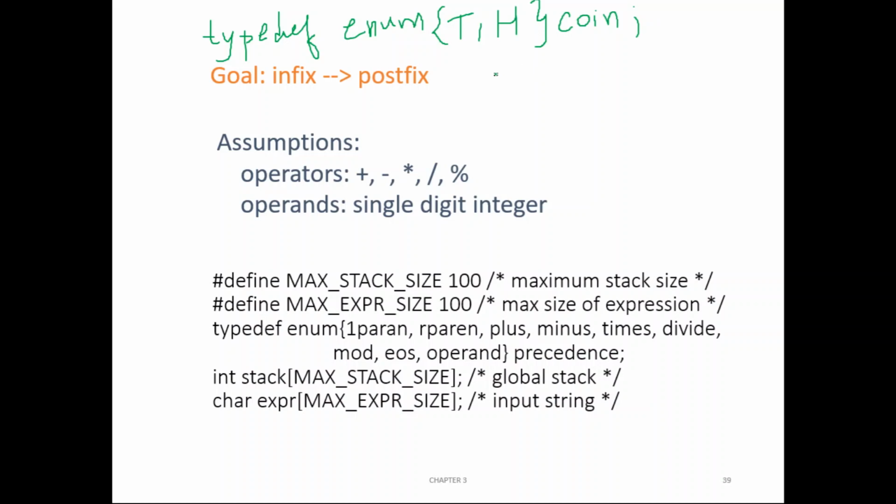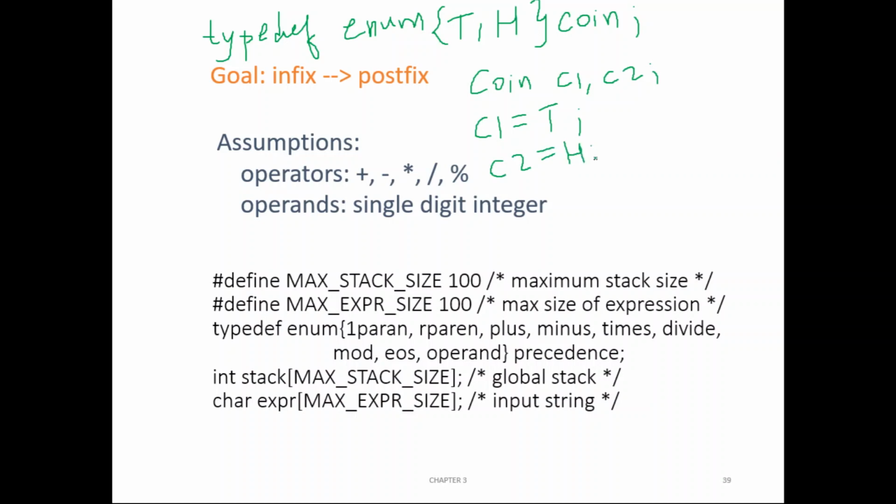I can create variables for coin, like coin C1, C2, C3. C1 is a variable of type coin. C2 is a variable of type coin. And what can C1 and C2 hold? C1 and C2 can hold either T or H. So I can assign C1 is equal to T, which means coin 1 is currently in tail position. And I can assign C2 is equal to H, which means coin 2 is currently in head position.